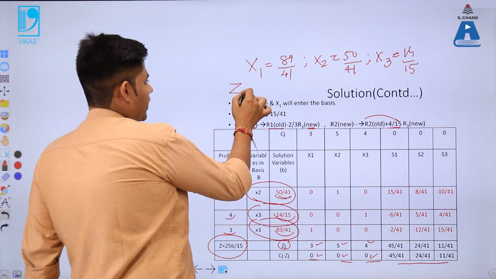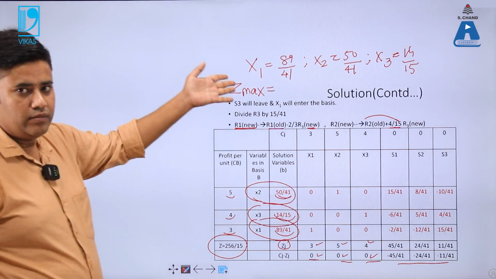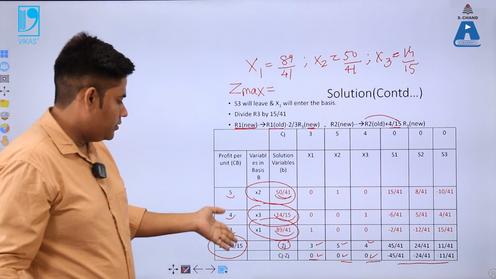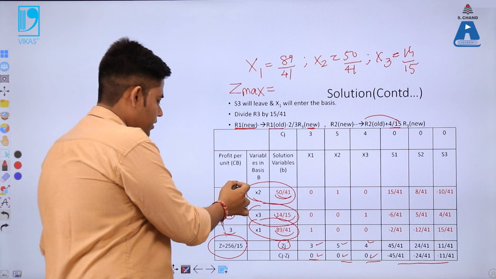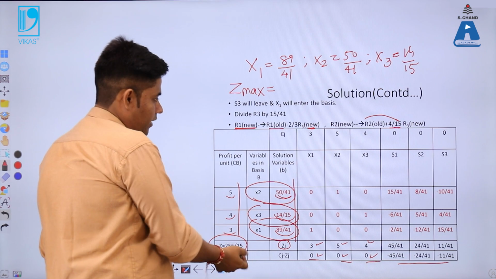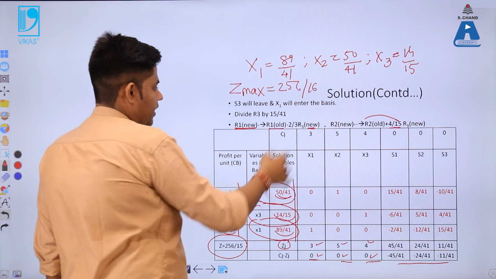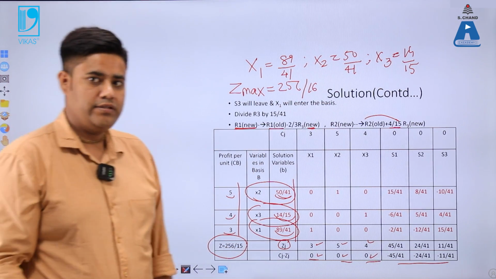And substituting all these values in the objective function, you'll get a maximum value. You can avoid substituting them in the objective function. Rather, you can get the value from the table itself, which is the sum product of CB and the solution values. So multiply all these values, you'll get the value of z. So the z value is 256 by 15 as per the solution. So this is as far as your simplex method is concerned. With this, we come to the end of this video in which we learned about the simplex method, and we have taken an example of 3 variables in which we performed 3 different iterations to get a solution.